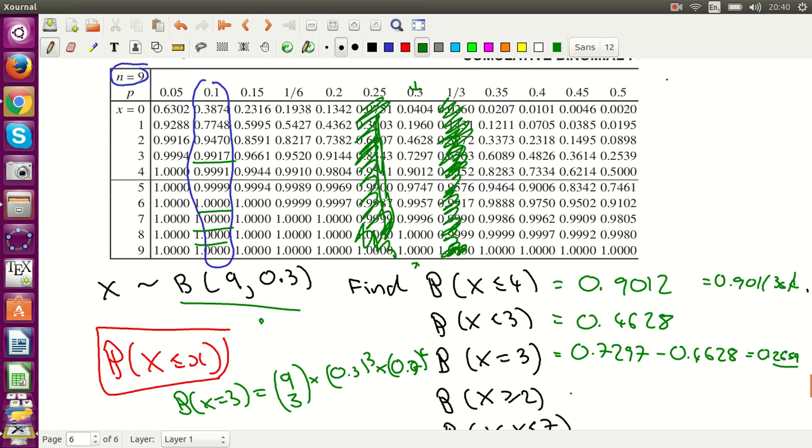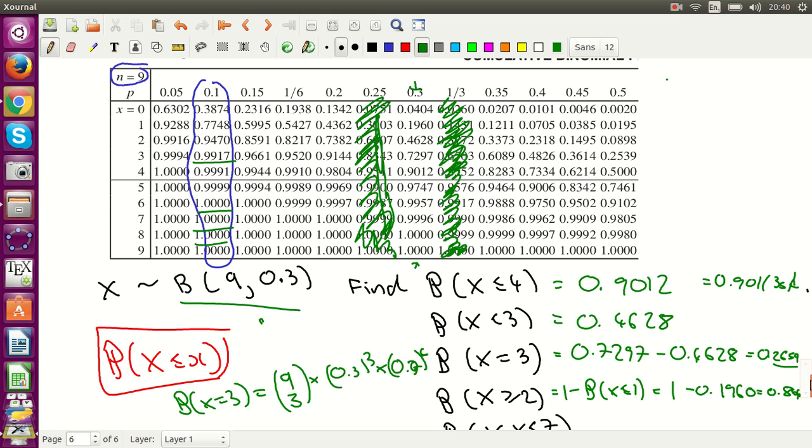The fourth question asks for the chance that x is greater than or equal to 2, and that's equal to 1 minus the probability that x is less than or equal to 1, which is 1 minus 0.1965. And so that's equal to 0.804. Sorry, I'm running out of space there.